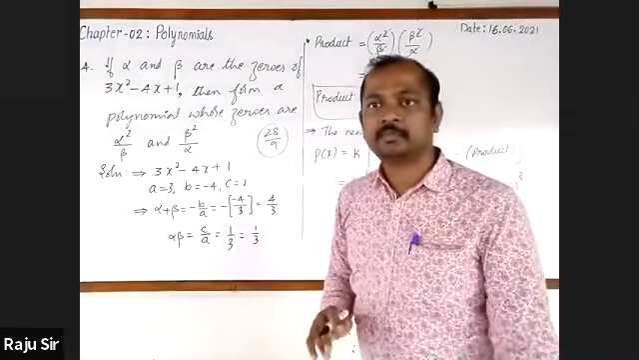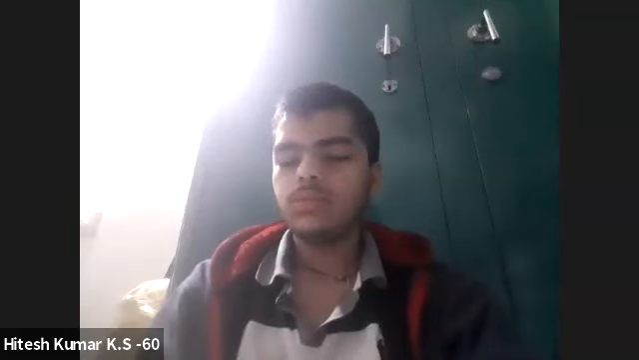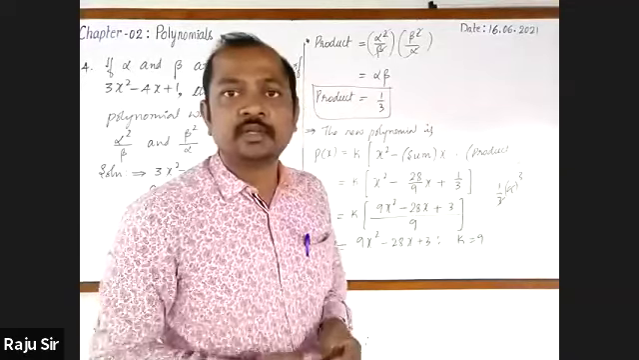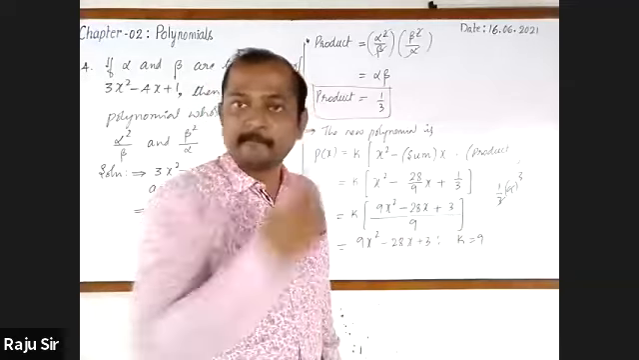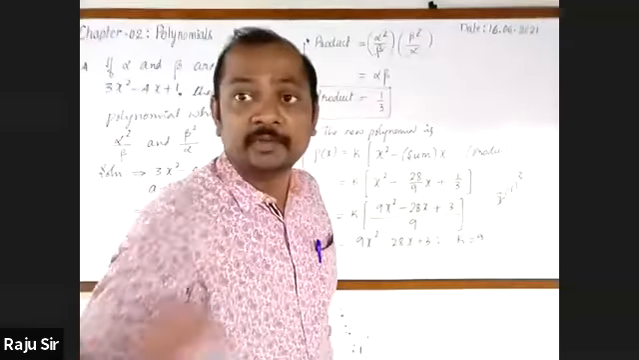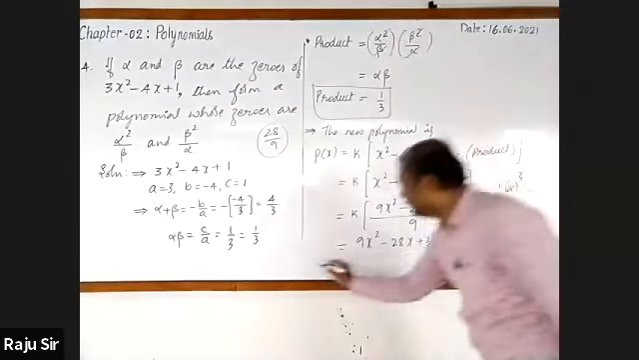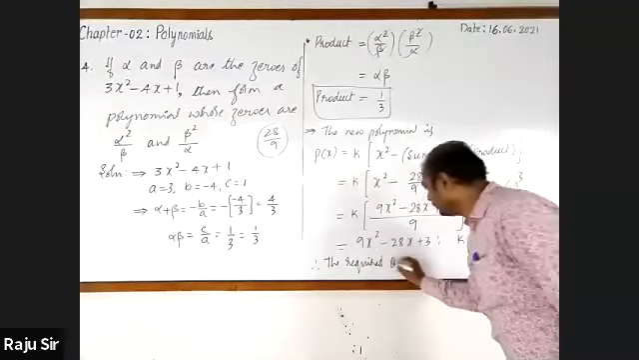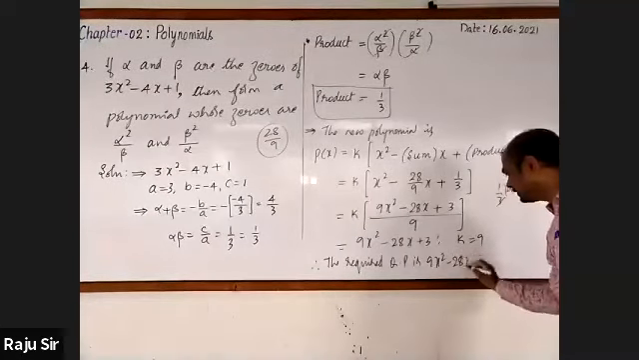Have you got the same? Okay, good. Have you got the same? Good. Okay, very good. Yes. So, conclusion: therefore, the required quadratic polynomial is 9x square minus 28x plus 3.